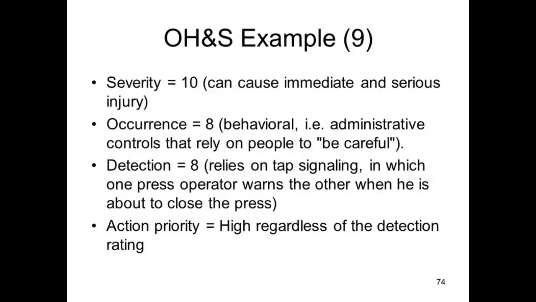Severity is 10, obviously, can cause immediate and serious injury. Occurrence 8, behavioral, controls that rely on people to be careful. Detection: they had a procedure called tap signaling, where one press operator warns the other when he's about to close the press. Yeah, it might work 999 times out of 1,000, but all you have to do is get it wrong once, and somebody's going to lose a hand or fingers as a result. So the action priority is high regardless of the detection rating.